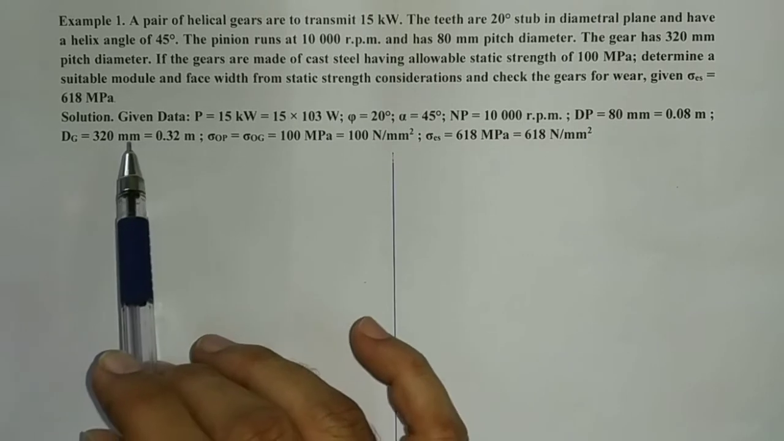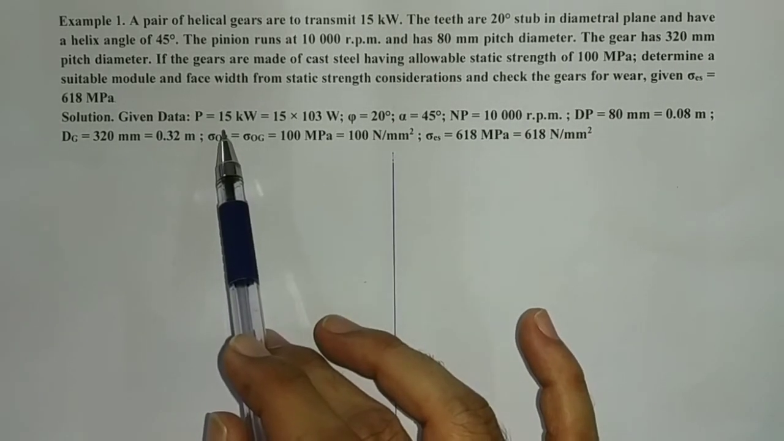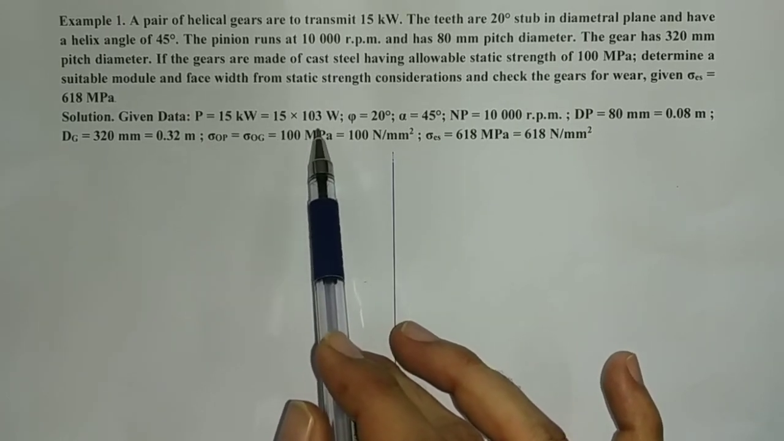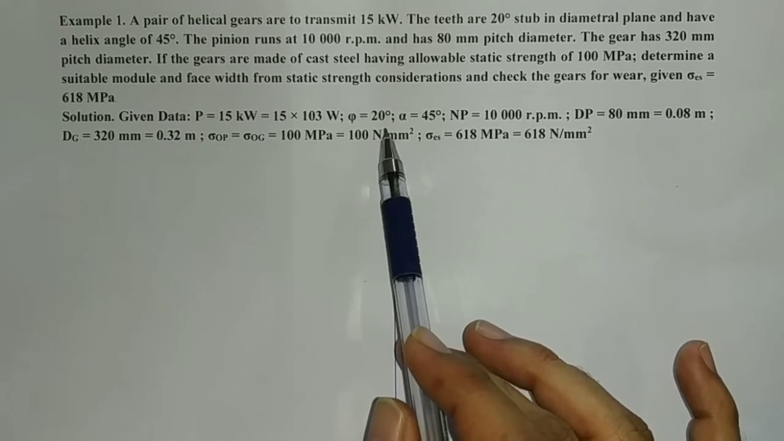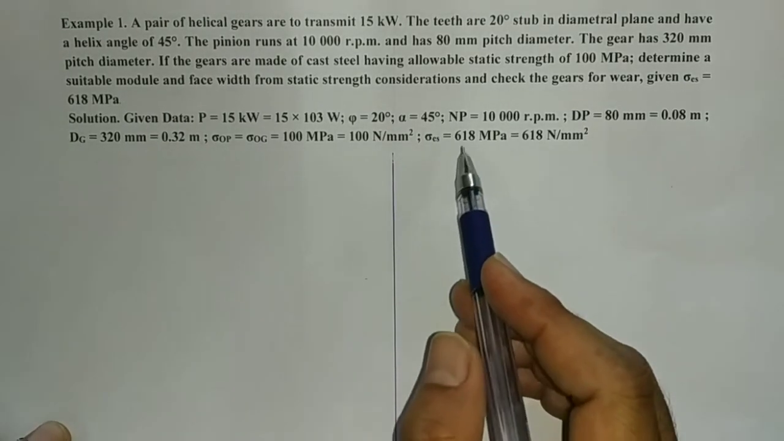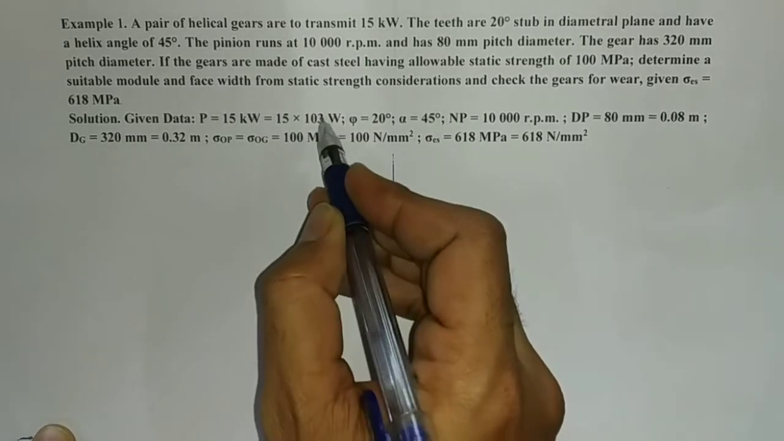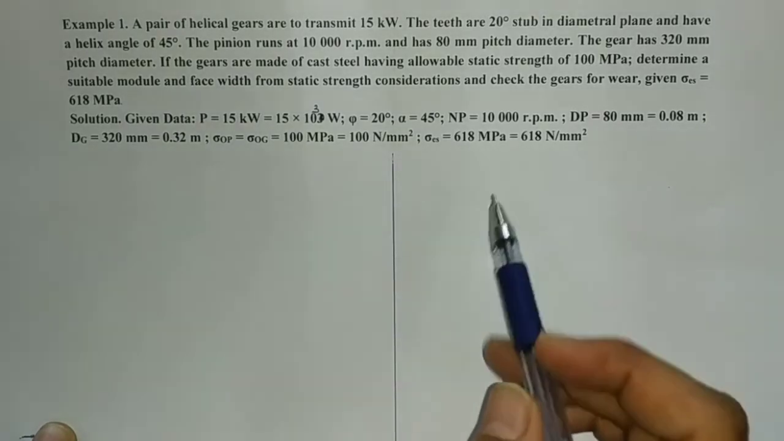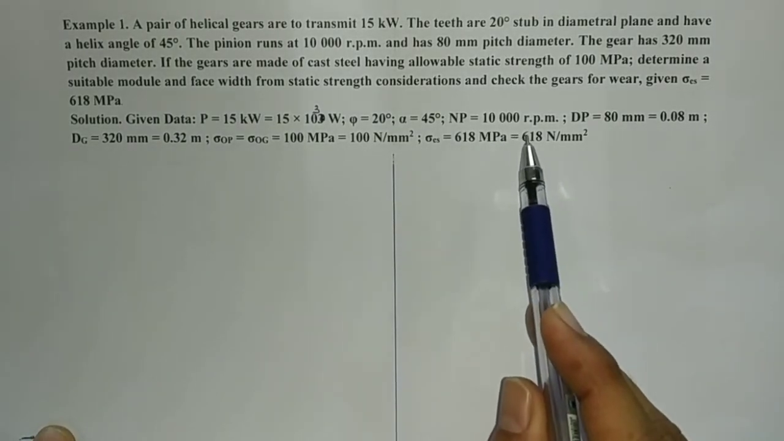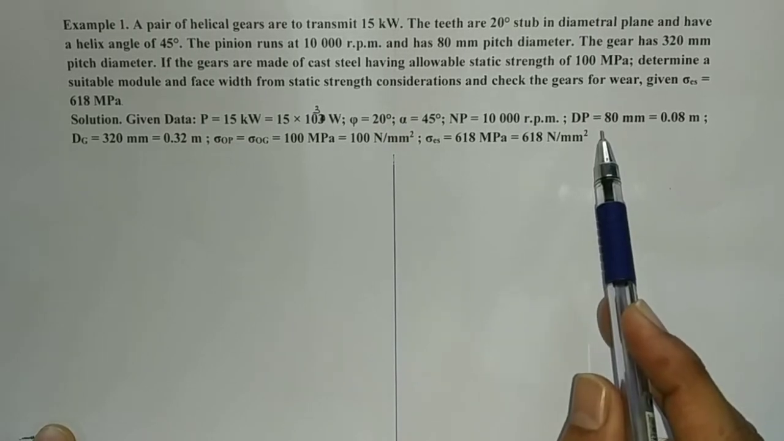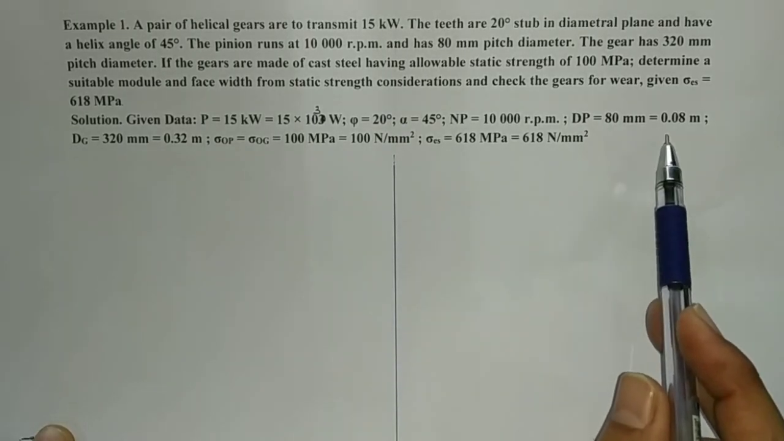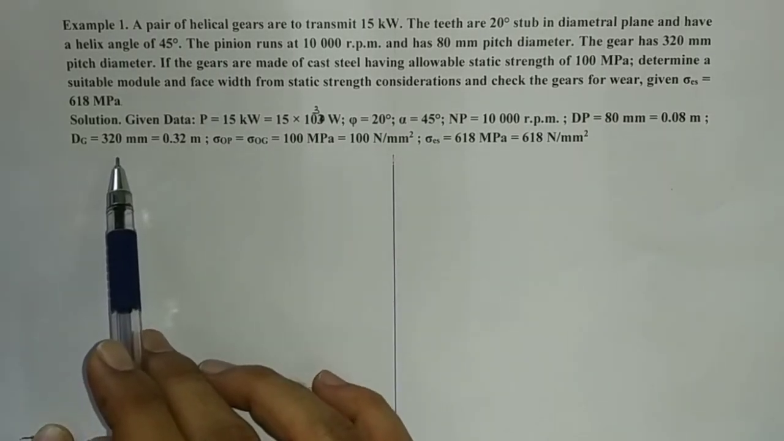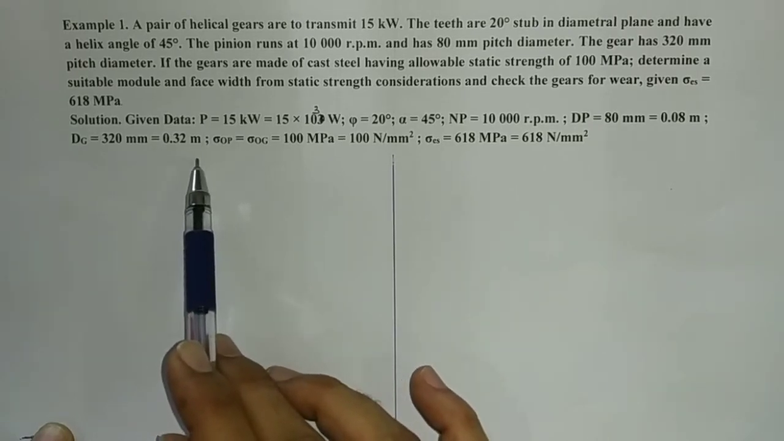First of all, given data: power P is equal to 15 kilowatt, so 15 into 10 raised to 3 watt. Phi is equal to 20 degree. Alpha is equal to 45 degree. NP, speed of pinion, is equal to 10,000 rpm. DP, diameter of pinion, is equal to 80 millimeter, so 0.08 meter. DG, diameter of gear, is equal to 320 mm, 0.32 meter.